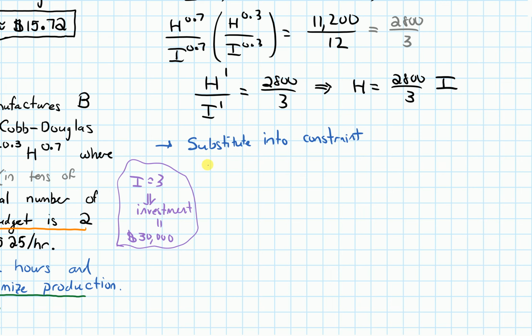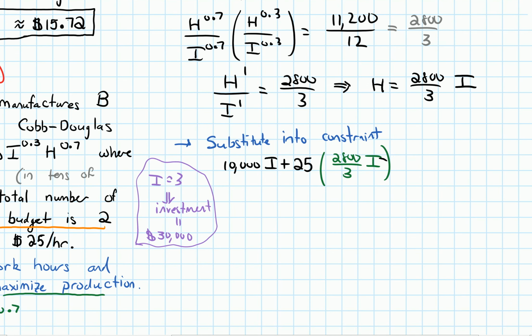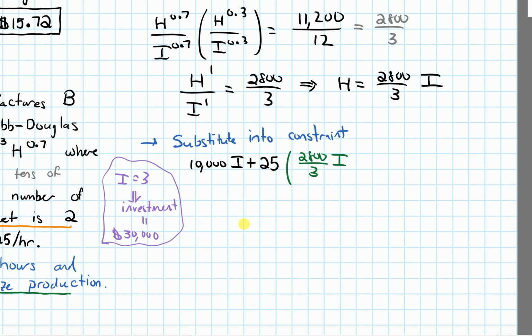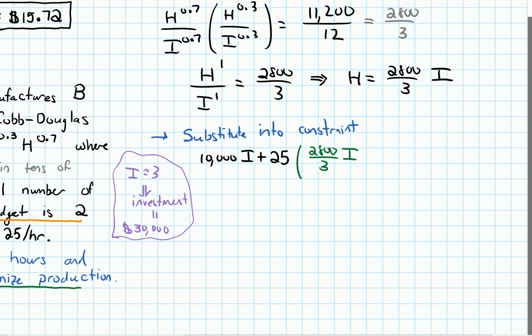So that was 10,000 I plus 25 times h. And I know what h is. This is what I'm plugging in. H is 2,800 over 3 I. And this is supposed to equal 2 million. Whoops, my page got shifted there. Okay, this is supposed to be equal to 2 million.